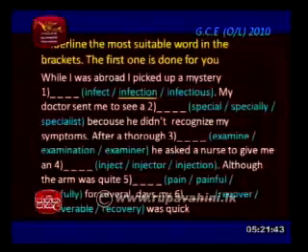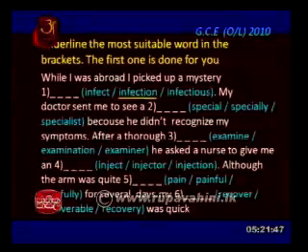Andrea, can you read the instructions first? Underline the most suitable word in the brackets. The first one is done for you. Good. So you have an example all the time, so you can follow that as a guidance. Yes, Andrea, can you read the paragraph?